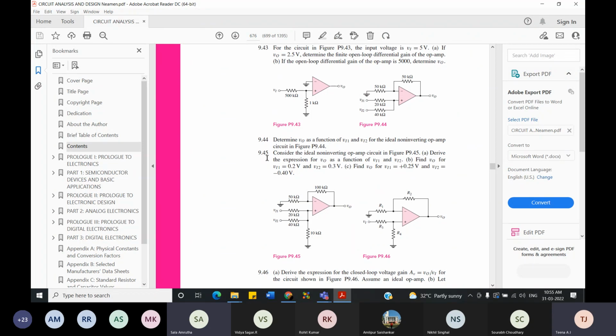Consider the ideal non-inverting op-amp circuit in figure, this one. Derive the expression V naught as a function of VI1 and VI2 for the circuit. You can do that by yourself. Otherwise we'll stop it here. We don't have time to solve this one. We'll stop it at 9.44.